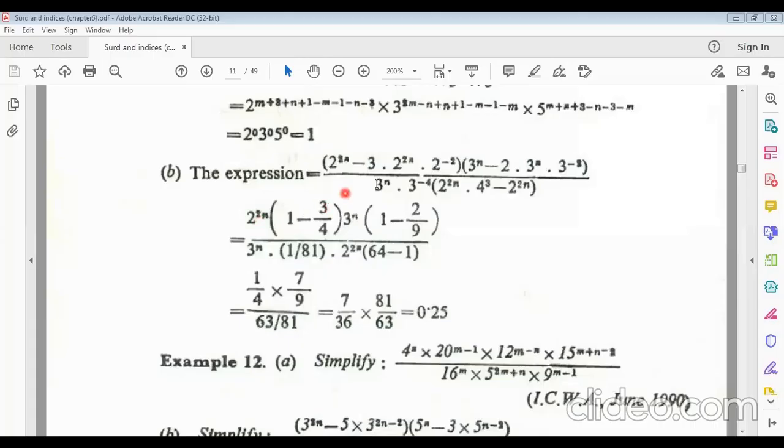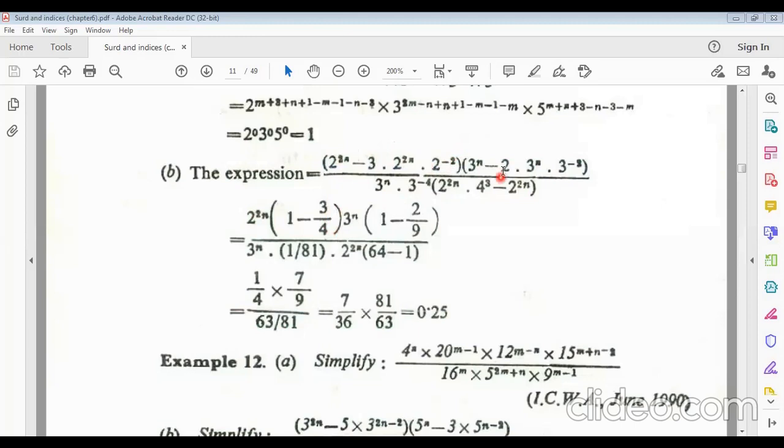Okay, similarly the second expression, 2 to the power twice n minus 3 into 2 to the power twice n into 2 to the power minus 2 and 2 to the power n minus 2 into 3 to the power n into 3 square divided by 3 to the power n into 3 to the power minus 4, 2 to the power twice n into 4 cube minus 2 to the power twice n. Now this 2 to the power twice n will be common. Okay, taking it common, then we get 1 minus 3 divided by 1 by 2 square. 1 by 2 square means what?